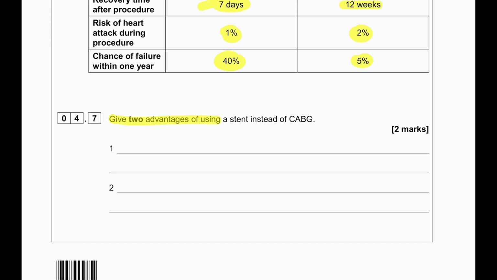Give 2 advantages of using a stent instead of CABG. So we can first of all definitely say that using a stent, the person needs to stay.